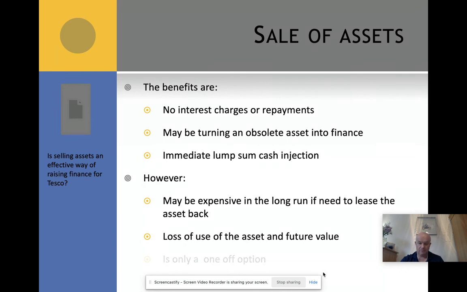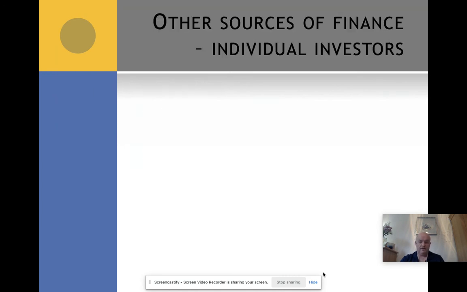It's clearly only a one-off option. You're only going to be able to sell an asset once. You're not going to be able to sell it again. Once you've sold it, that's it, done and dusted. You need to then move on and consider other sources of finance. Other options then, individual investors.